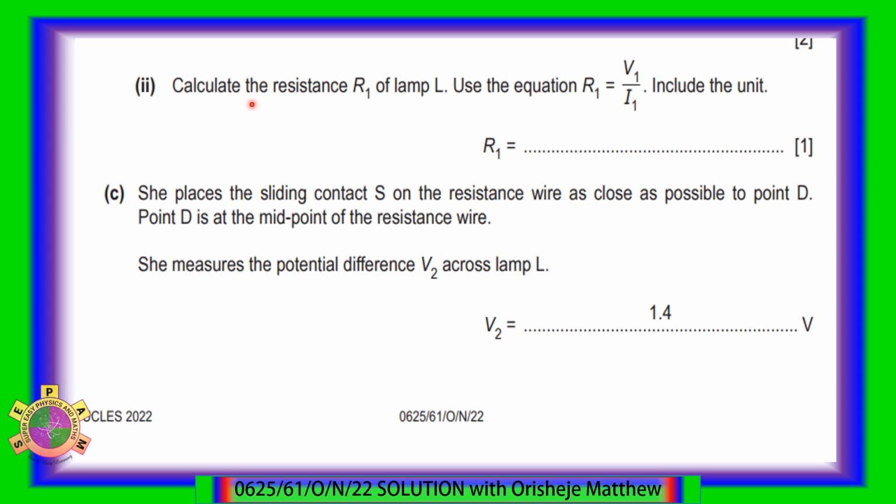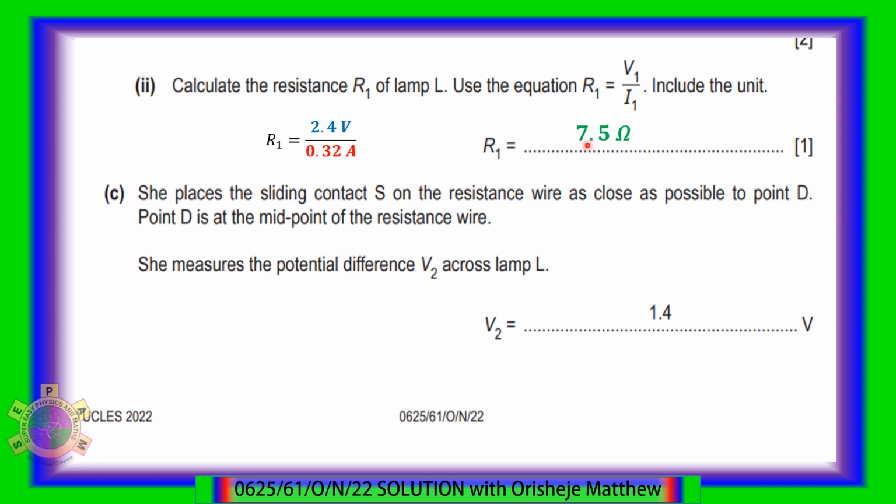So let's go to question BII. Calculate the resistance R1 using the equation R1 is equal to V1 over I1. So just substitute the value you've just measured in BI. So that will give me 2.4 divided by 0.32 ampere. So what is the unit of resistance? In this question, you see the unit is not given, so you are expected to write the unit. So divide that. That will give 7.5 ohms.